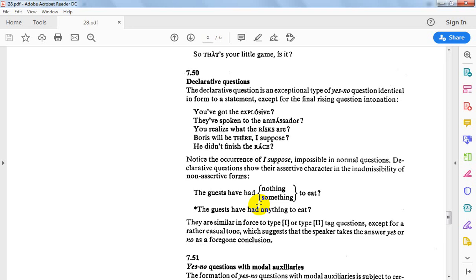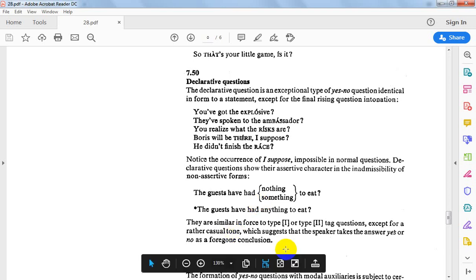It is ungrammatical because "anything" is non-assertive, and this is unacceptable in such types of sentences or questions. They are similar in force to type 1 or type 2 tag questions, except for a rather casual tone, which suggests that the speaker takes the answer yes or no as a foregone conclusion, as something settled before. Yes, thank you, students.